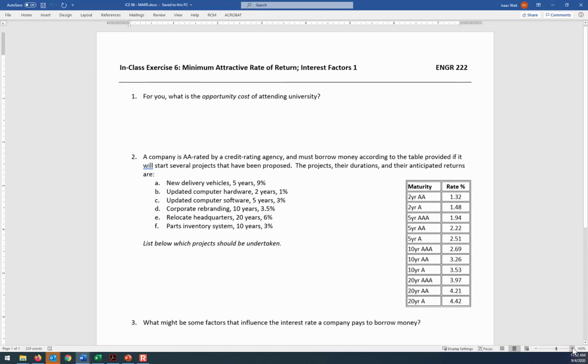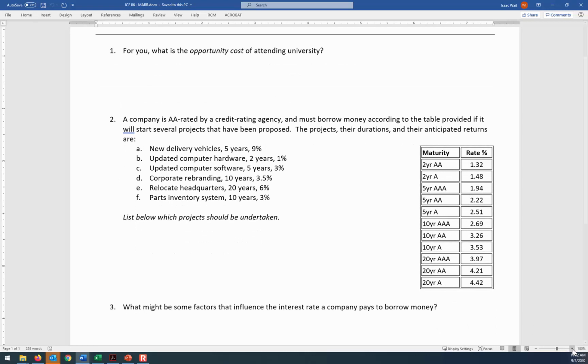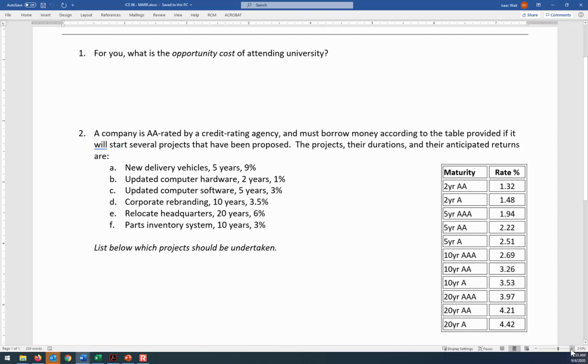First of all, kind of a concept question to get you to think about opportunity cost. And then question 2 is addressing whether you should thumbs up or thumbs down on A through F. So the table on the right summarizes borrowing costs. And what I'd like you to do in question 2 is to consider each of the projects and apply the decision criteria. So remember, I've already talked about decision criteria and what that means.